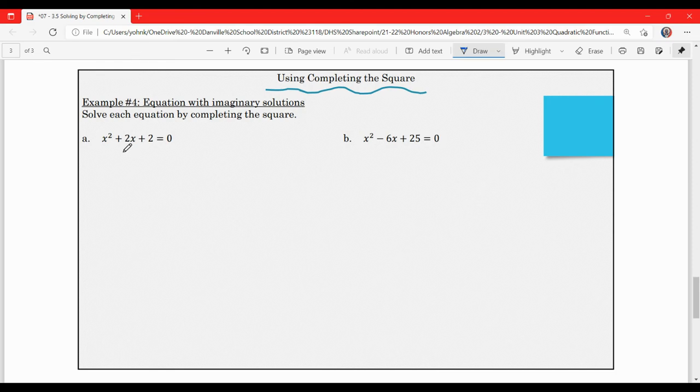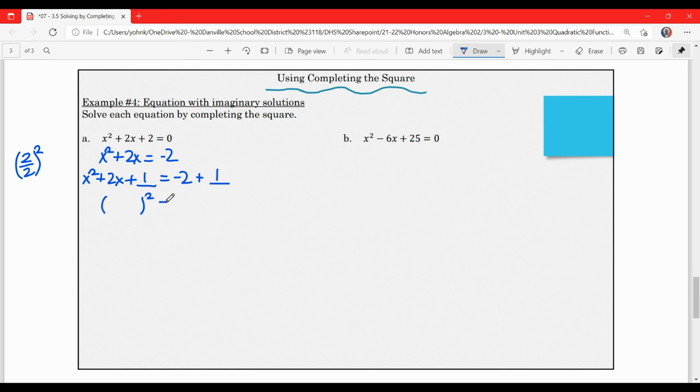Okay, so first thing, letters on the left, numbers on the right. So x squared plus 2x equals negative 2. Then we want to complete the square. So x squared plus 2x plus something equals negative 2 plus something. To find the something, I'm going to take the b, which is 2, divide it by 2, and square it. So 2 divided by 2 is 1. 1 squared is 1, so I'm going to add 1 to both sides.